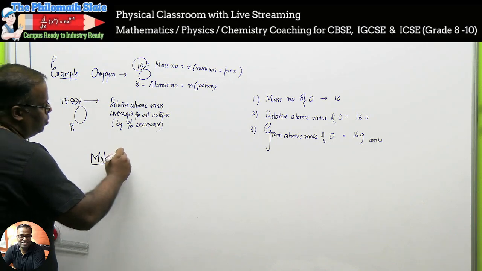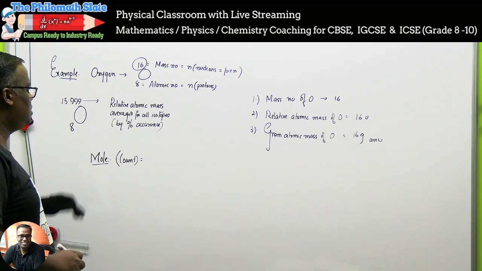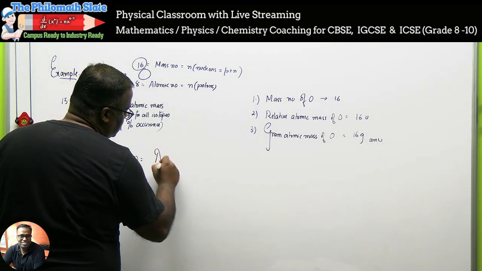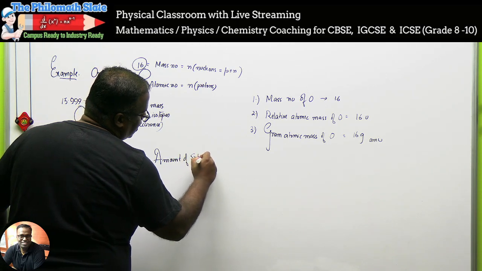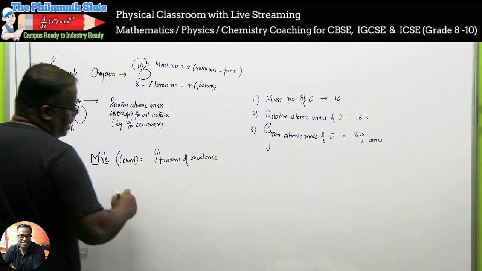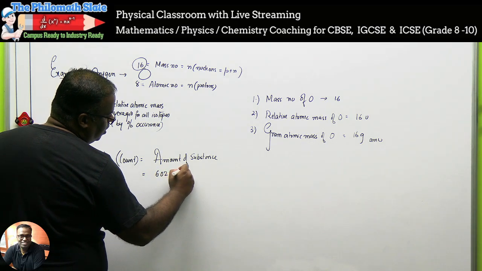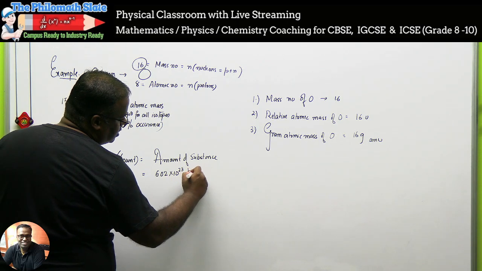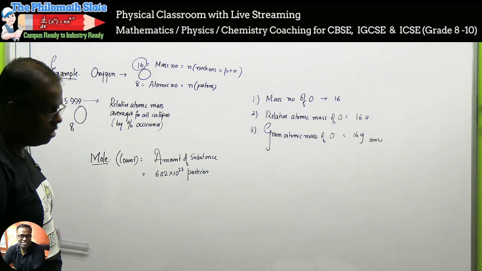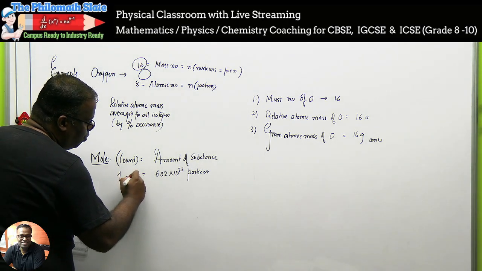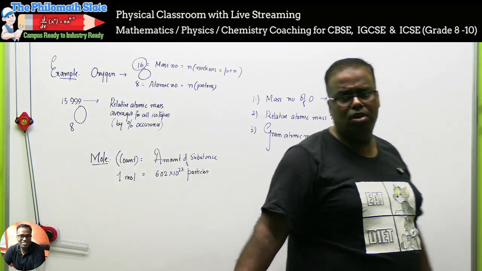Mole is just a count. Mole is a count; it doesn't stand for 12. Mole is the SI unit for amount of substance, and the value for this is 6.02 into 10 to the power 23 particles. If I ask you what is 1 dozen, it is 12 numbers. What is 1 mole? 1 mole is equal to this. 1 mole of mustard seeds, 1 mole of dust particles.